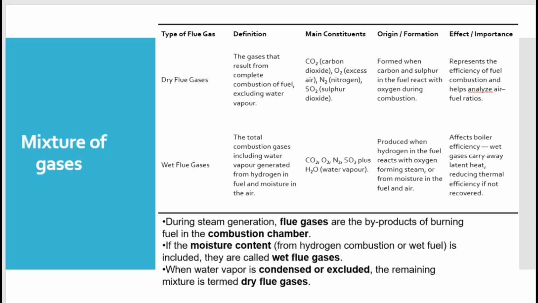What is the mixture of gases? The mixture of gases is the byproducts of burning fuel in the combustion chamber. When the burning of fuel is taking place in the combustion chamber, the byproducts that are produced there are called flue gases. It can be in terms of moisture content, and when moisture is excluded, we call those dry flue gases. When moisture is there, we call them wet flue gases.